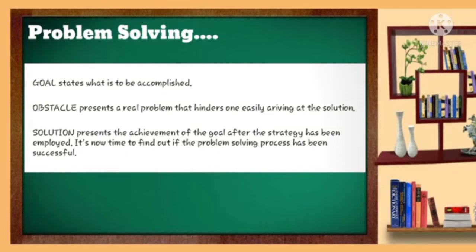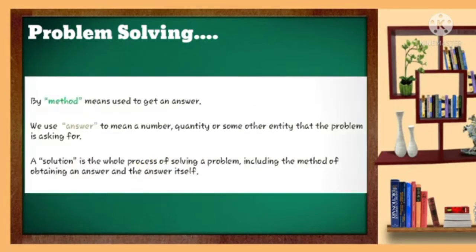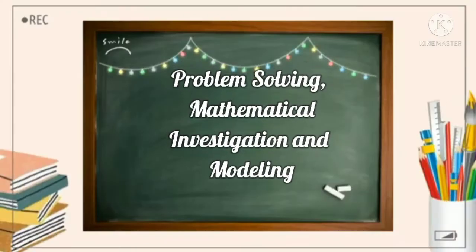It's now time to find out if the problem-solving process has been successful. The problem-solving process can be represented by the equation: method plus answer equals solution. By method, we mean what is used to get an answer. We use answer to mean a number, quantity, or some other entity that the problem is asking for. A solution is the whole process of solving a problem, including the method of obtaining an answer and the answer itself.